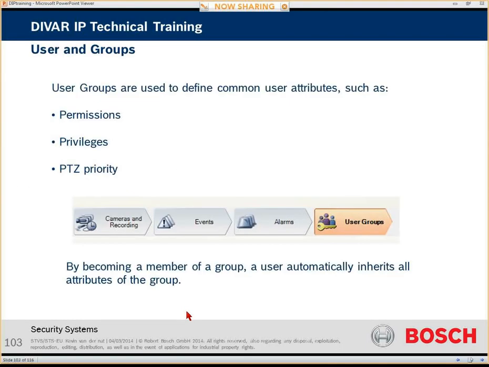And finally, we move into the user groups to define common user attributes, for example permissions, privileges, preset priorities. What we do here is configure it on a user group level, and any user that is added into this group automatically inherits all the attributes that have been set up in this user group.